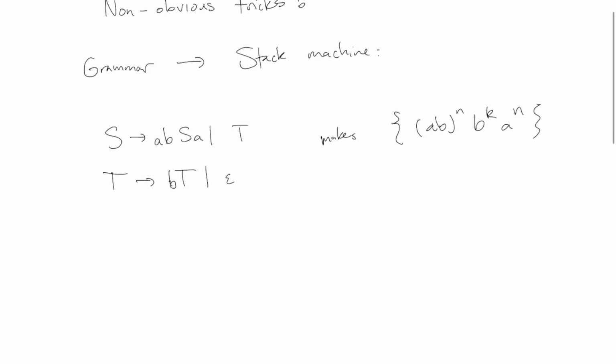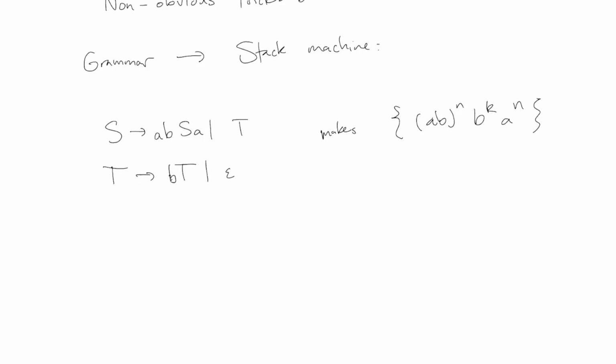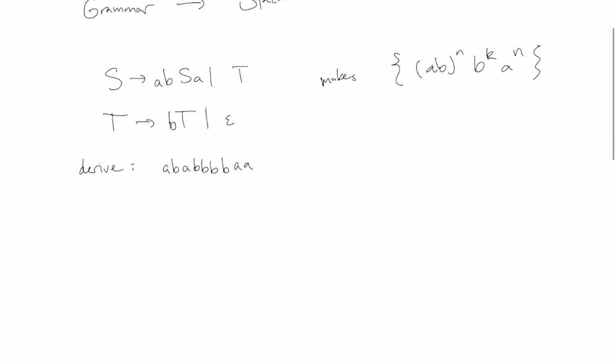Before we do that, let's try just an example derivation. Let's derive on the grammar. Just to get a feel for how the grammar works, let's do A B A B B B B A A. How about that? All right. This is going to be great. I chose this specific string.